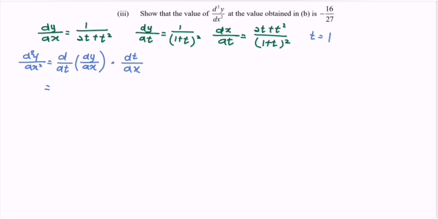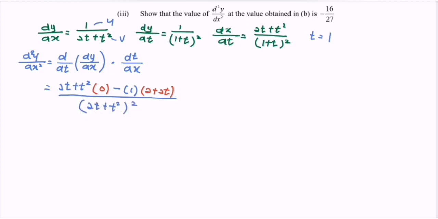Let's say we're going to differentiate the dy/dx, where this is the u and this is the v. So we have 2t plus t squared. My purpose is to make use of the quotient rule. Differentiate the 1 and we will have 0. Minus, we have the 1, and then differentiate the v where we have 2t plus t squared. So here we have 2 plus 2t, over (2t plus t squared) squared.